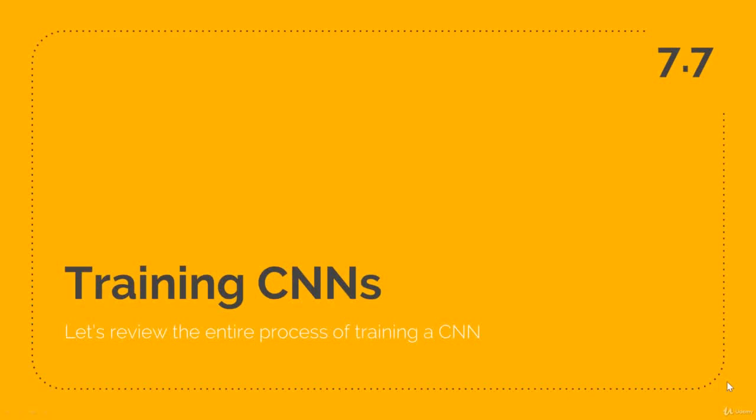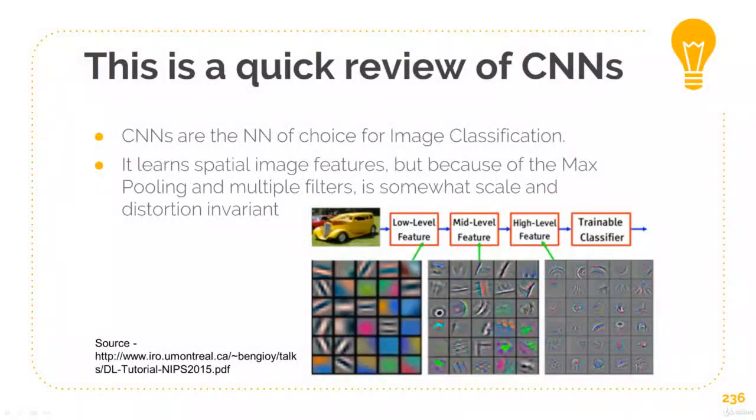Okay, so we've just discussed all the layers that comprise a basic CNN. So now let's talk about how we actually train our CNNs. So CNNs are basically a type of neural net, and they lend themselves perfectly to image classification. They learn spatial image features, but because of the max pooling and multiple filters, they are somewhat scale and distortion invariant. So this is an illustration of the feature maps that a CNN learns.